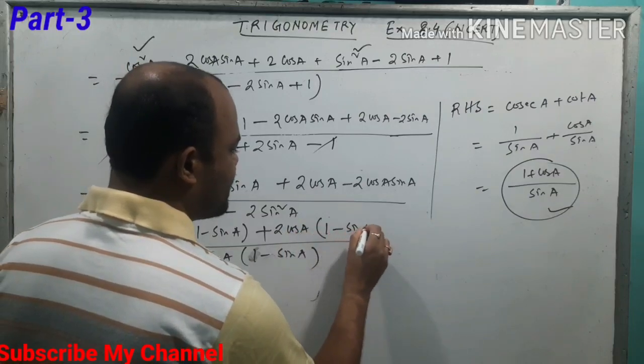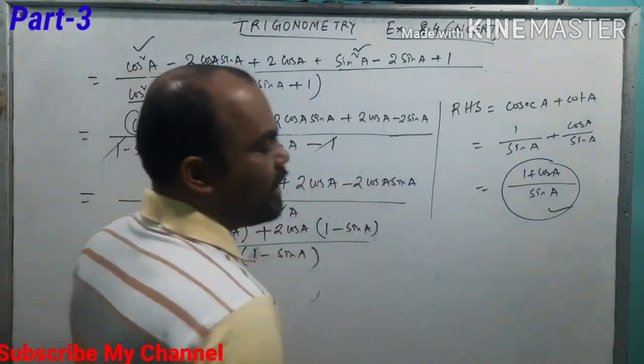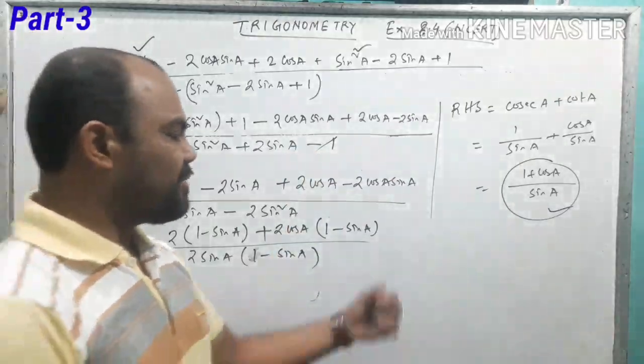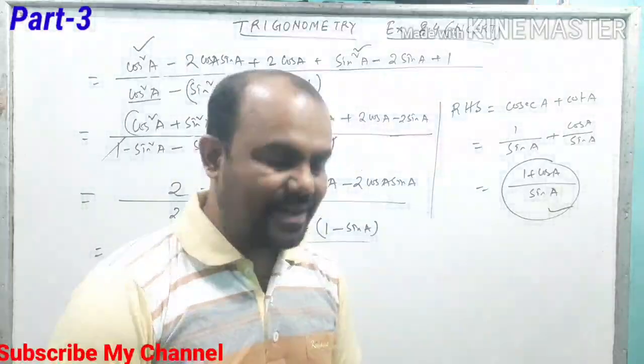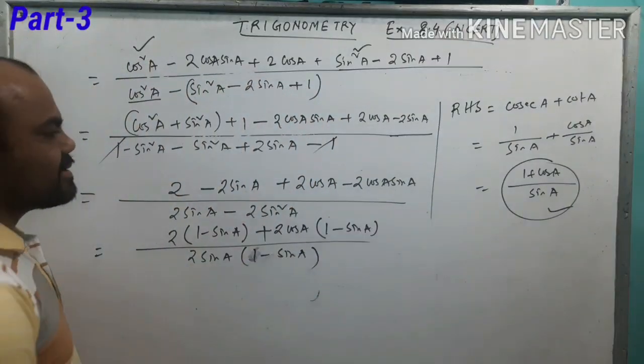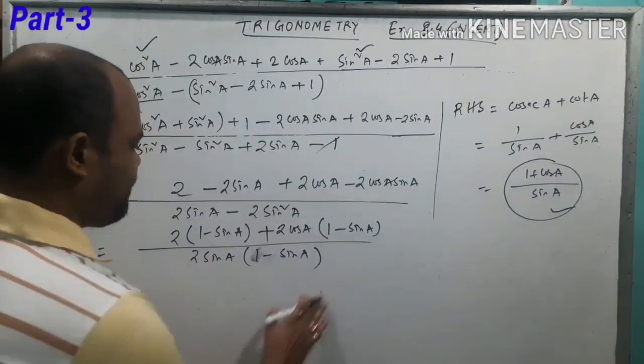1 minus sin a. The reason behind writing this term this way is to factorize the numerator term. After doing some practice of these types of problems, you will automatically understand the reason behind arranging the terms like this.